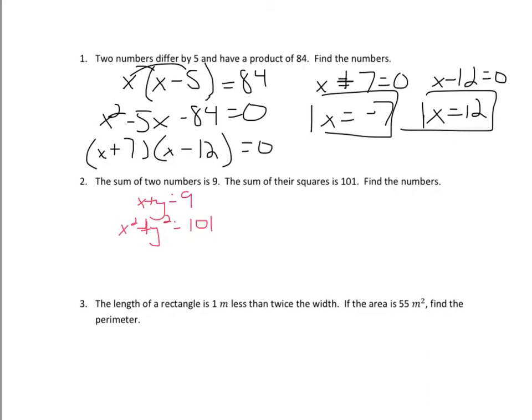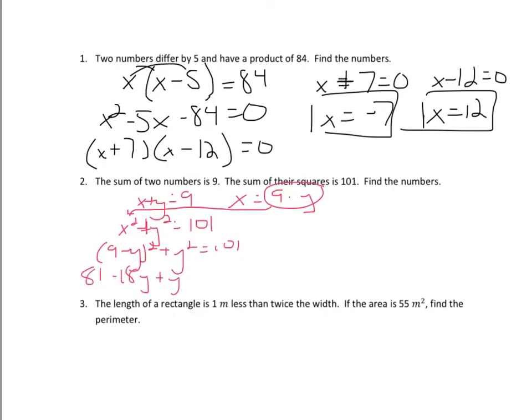That's what I would go with, because you don't want an x times y, and that would be terrible. We'll do the substitution, so x equals 9 minus y. Pick this up, plug it in for x. So we'll have (9 minus y) squared plus y squared equals 101. So 81 minus 18y plus y squared equals 101.